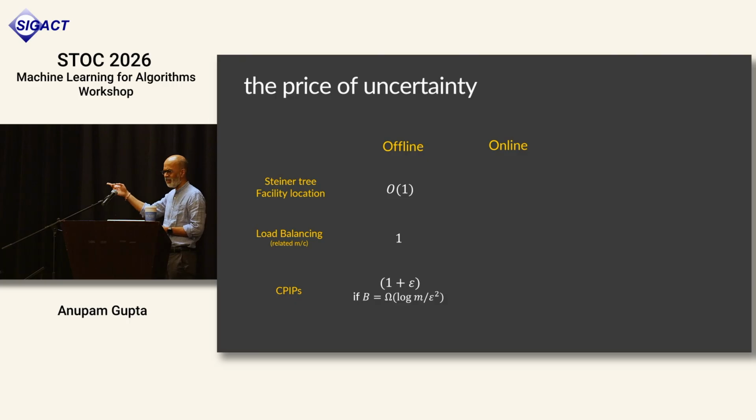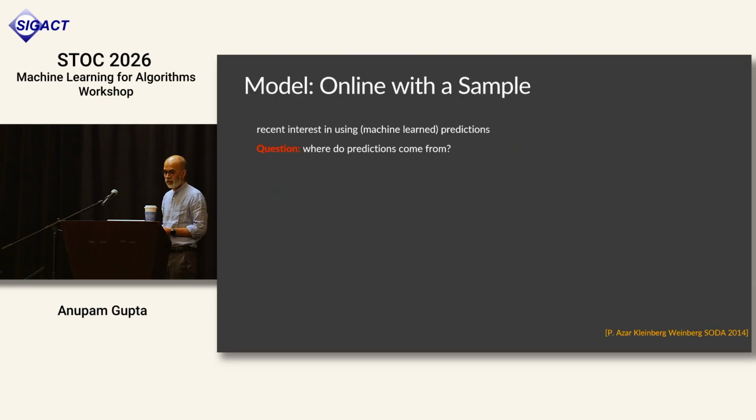And how do you do this? The one-sentence description is: solve the LP and do randomized rounding, but be a little more careful. Catch me later, I can tell you more about it. Okay. In the online setting, you pay a lot more. And for all these problems, you pay logarithmic at least. So there's this price of uncertainty.